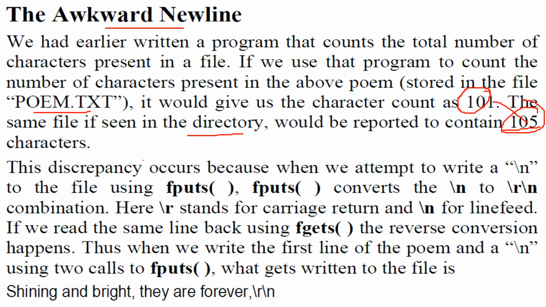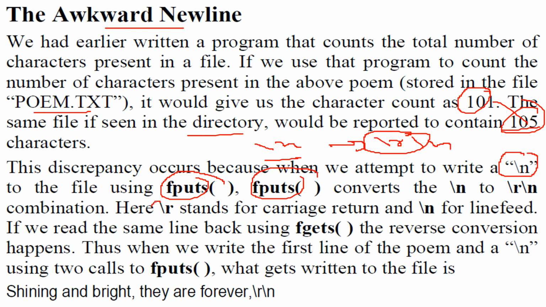This discrepancy occurs when we attempt to write \n to the file using fputs. What fputs does is take \n and put \r\n instead of \n. This is a combination: \r is nothing but the carriage return and \n is the line feed. If we read back, having written using fputs and now using fgets, the reverse conversion happens. So when we write the first line of some file and a \n using 2 calls of fputs, we get \r\n in the place of \n.